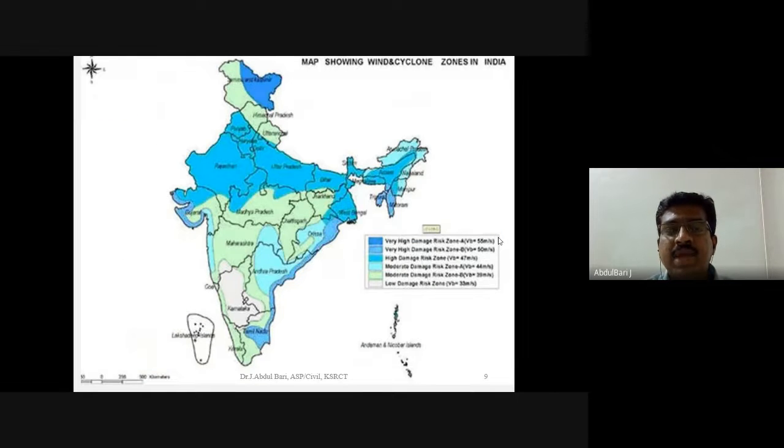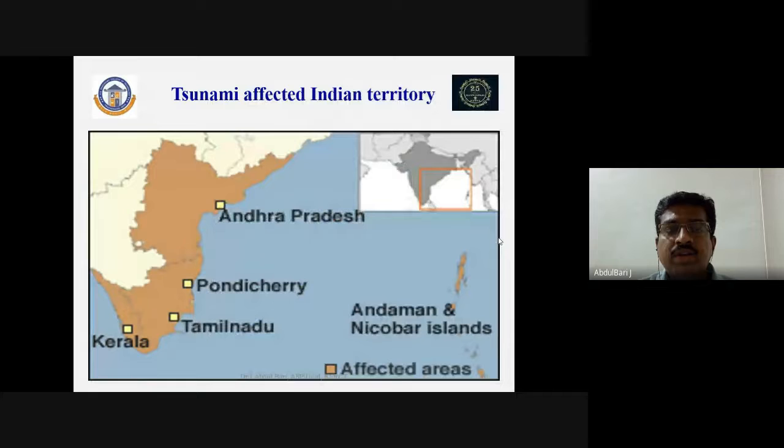Similarly, this is a map showing the wind and cyclone zones of India. Because of the cyclone, the areas of the eastern region have been affected more than the western region, and we will see the tsunami-affected Indian territory. The tsunami is a secondary cause of the earthquake, and it mainly affects the southern regions of India, especially Andhra Pradesh, Pondicherry, Tamil Nadu, Kerala, and the Andaman and Nicobar Islands. These areas were badly affected by the tsunami of the year 2004.